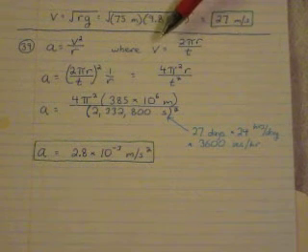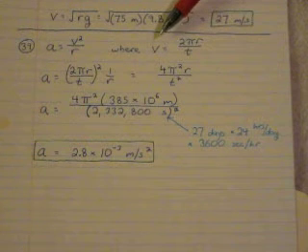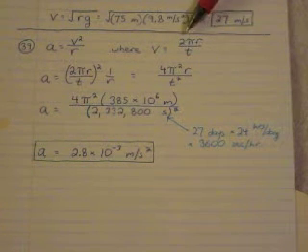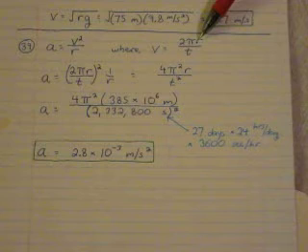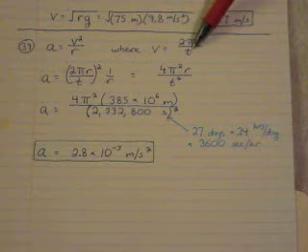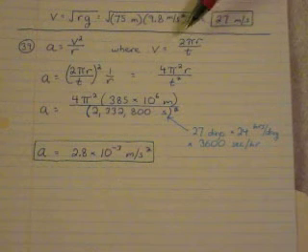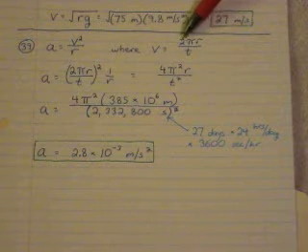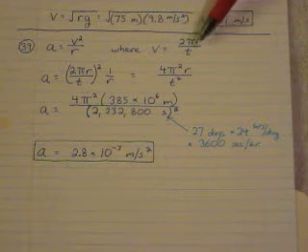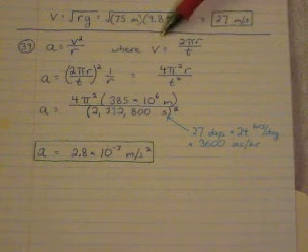Think of one orbit of the moon. It goes around the circumference of its orbit, which is 2 pi r, and it does it in a time t. That's going to be 27 days. So the distance it goes one time around, divided by the time, will be its speed.